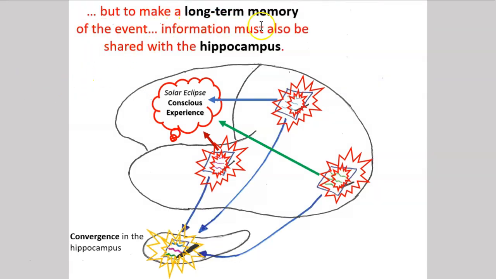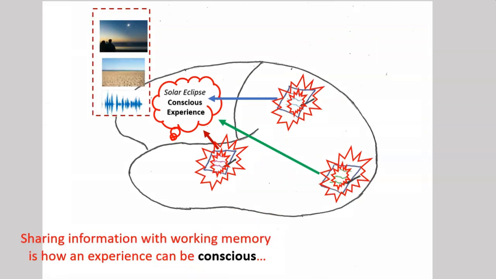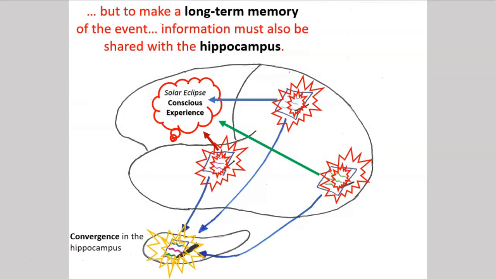Now, to make a long-term memory of the event, information must also be shared with the hippocampus. So these cortical regions that are involved in sharing with the working memory system are also sharing the results of their processing with the hippocampus. So we have to think of axons branching to carry information to two different brain locations. The cortical regions are also sending information that converges in the hippocampus. Let's look at that again. So here we have what it takes to become conscious of the event, but we've got to involve the hippocampus to make a long-term memory of the event.